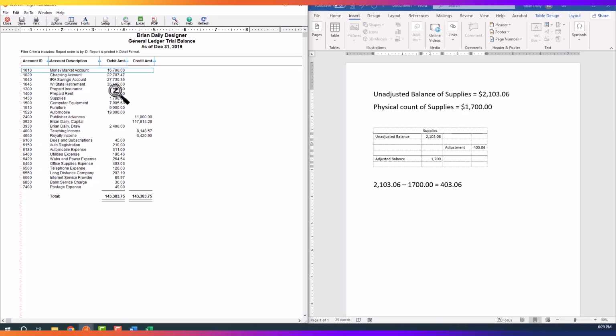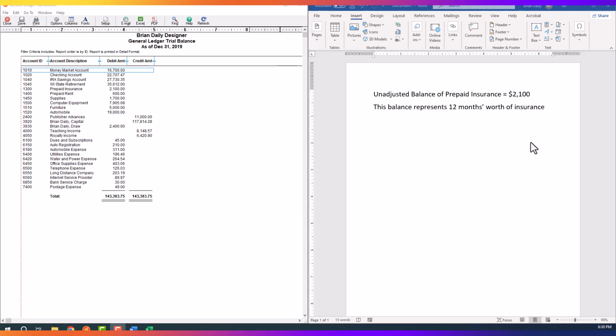So now they're telling us in our second adjustment, we're doing something related to our prepaid insurance. It looks like our prepaid insurance has a balance of $2,100 in it. And per the book, we'd have to actually research this in real life and figure out how many months was that representing? Per the book, that represented 12 months worth of insurance.